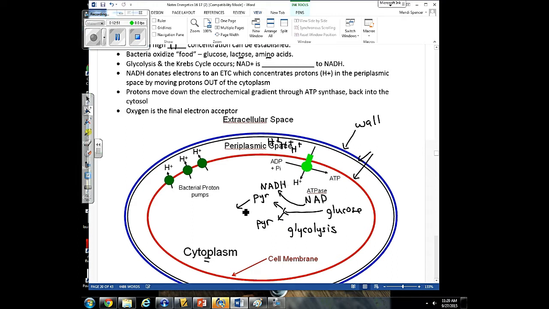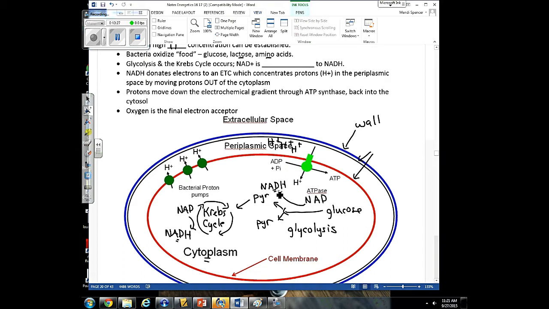Now, these pyruvates will enter the Krebs cycle. And I'll clarify that pyruvate is converted to acetyl coenzyme A, and it's acetyl coenzyme A that enters the Krebs cycle. So let's indicate the Krebs cycle is occurring here in the cytoplasm of these bacteria cells. And remember, the Krebs cycle is also oxidizing these intermediates, placing electrons on NAD to form NADH. And now we have these proton and electron carriers that are generated in these bacteria cells.